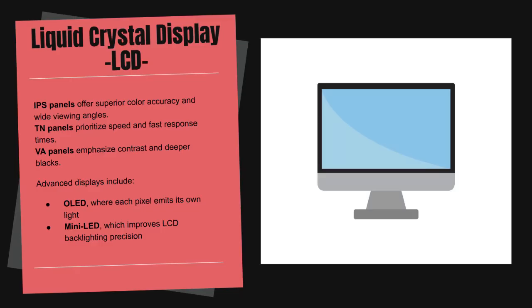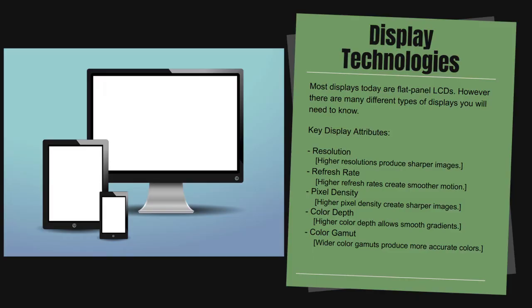Now, there's some more advanced displays, including OLED, where each pixel emits its own light, and Mini LED, which improves LCD backlighting precision. Some key attributes include things like resolution, refresh rate, pixel density, color depth, and color gamut. Higher refresh rates create smoother motion, higher resolution produces sharper images, and wider color gamuts produce more accurate colors.